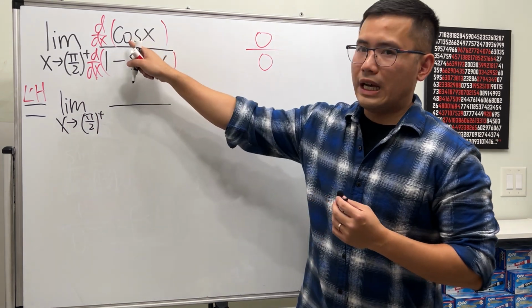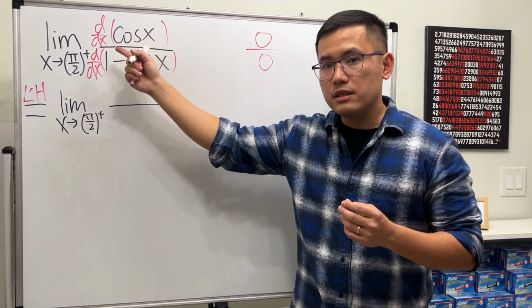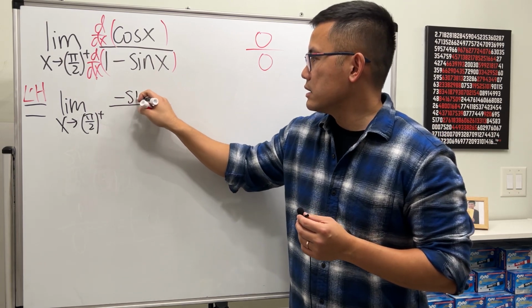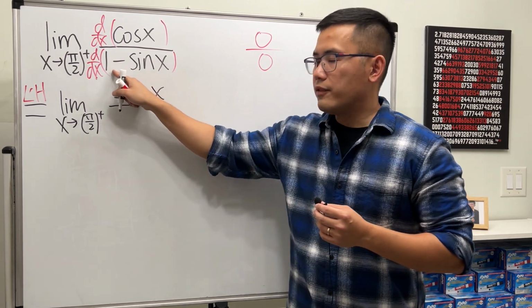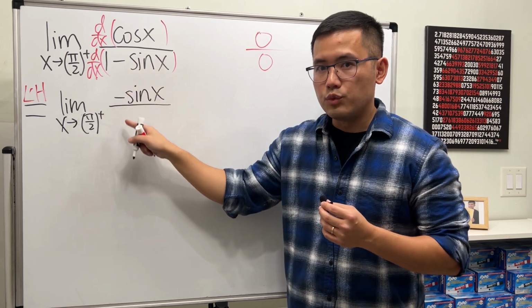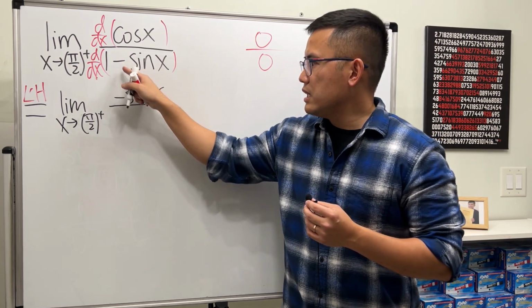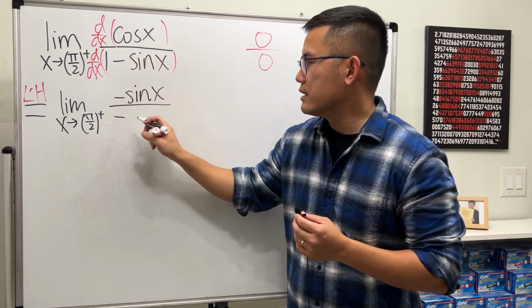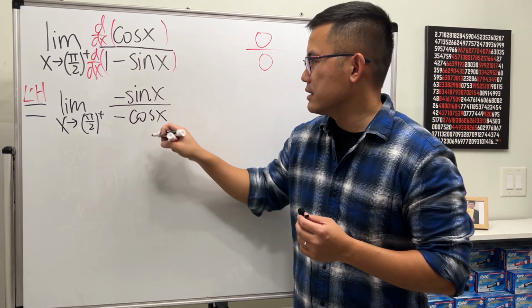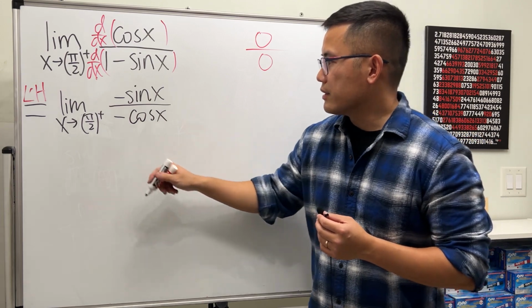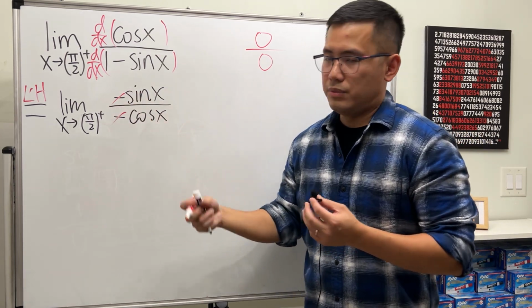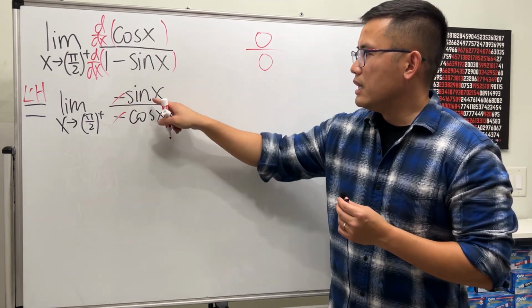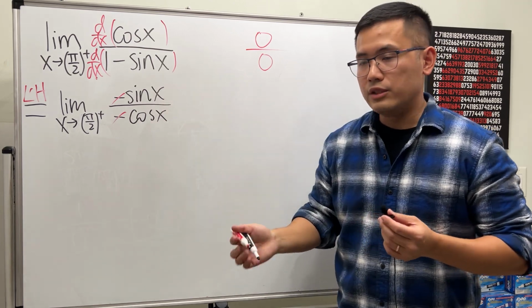On the top, what do we have? The derivative of cosine x is negative sine x. And then for the bottom, the derivative of 1 is 0. The derivative of negative is still negative. The derivative of sine x is cosine x, so we have cosine x like this. Now check this out. This and that becomes positive, of course. Sine x over cosine x is just tangent x.